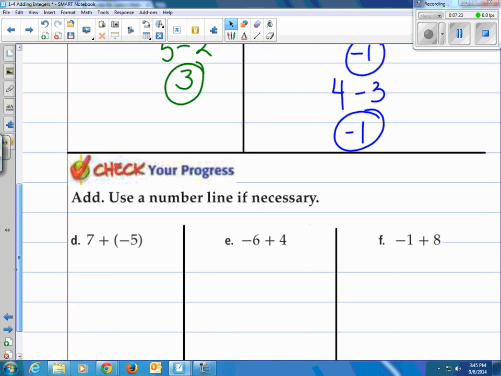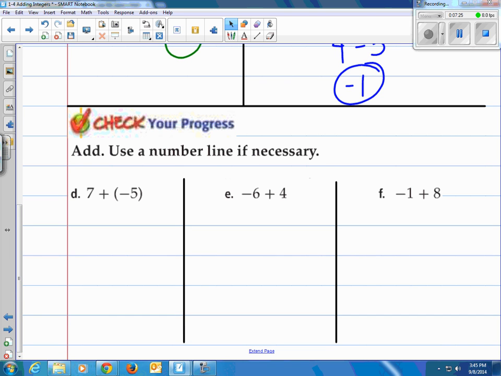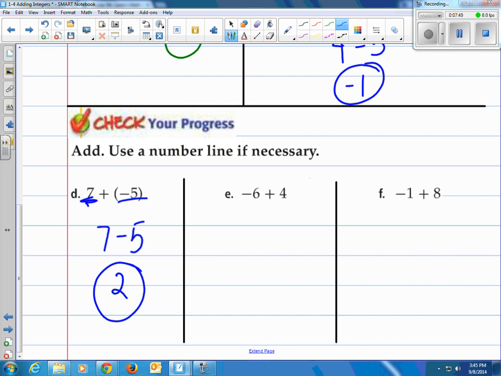How about you try these 3 right down here? Stop the video, try them, and come on back. Here I go. I see that one is positive and one is negative. So I know I'm going to have to take the absolute values and subtract them. 7 and 5. Subtract those. Then I look, which one has the greater absolute value? 7 does. 7 is positive, so the answer will be positive. It's a positive 2.